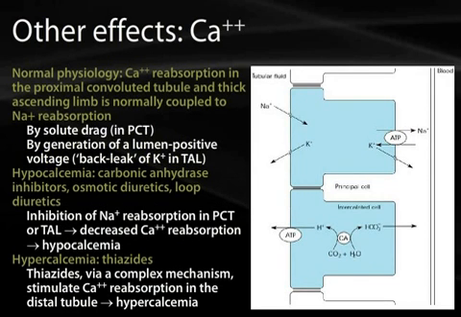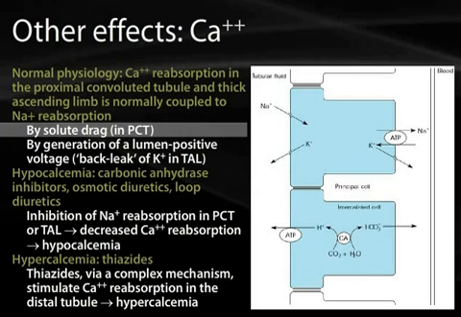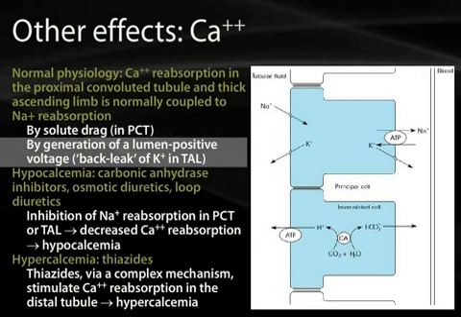As with potassium, most of the diuretics have the same effect on urinary calcium excretion outside of thiazide-type diuretics. Normally, calcium reabsorption in the proximal convoluted tubule and thick ascending limb is coupled to sodium reabsorption. In the proximal convoluted tubule, this occurs by a solute drag. As you recall, sodium reabsorption occurs, water follows the sodium, and the other electrolytes abundant in the water, such as calcium, follow along. In the thick ascending limb, the generation of the lumen-positive voltage through the backleak of potassium facilitates increased calcium reabsorption.